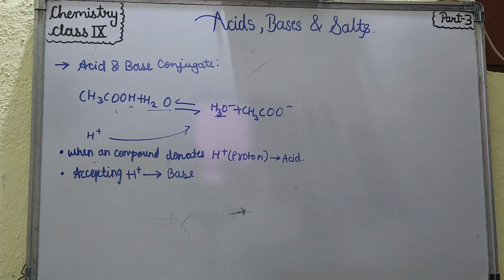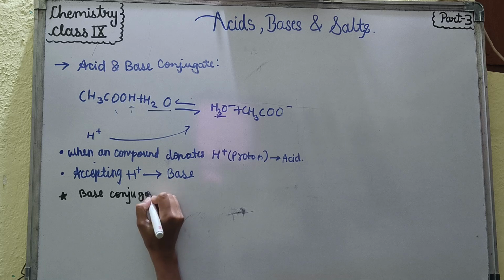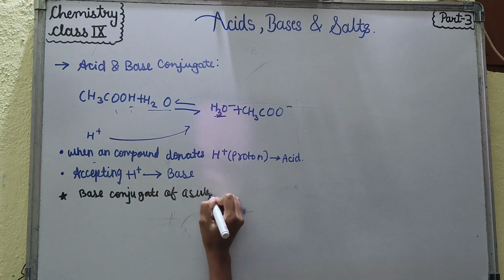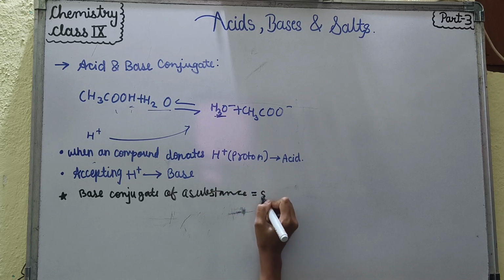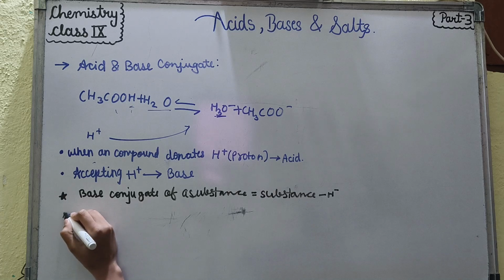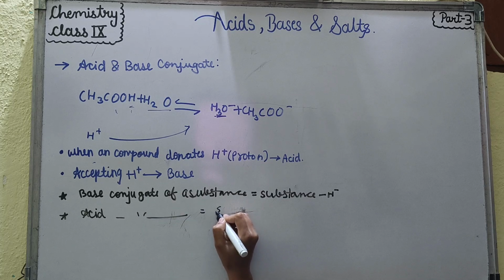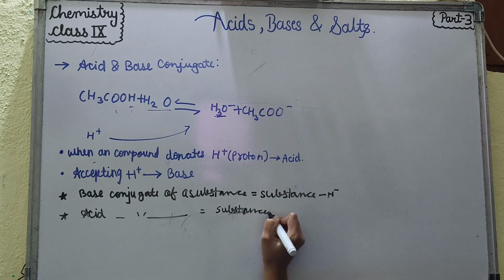Thus, we have an acid-base pair of CH3COOH and CH3COO minus differing by a proton. Such a pair is called a conjugate acid-base pair. So again, I'll write: base conjugate of a substance is equal to substance minus H plus, and acid conjugate of a substance is equal to substance plus H plus, substance plus proton.